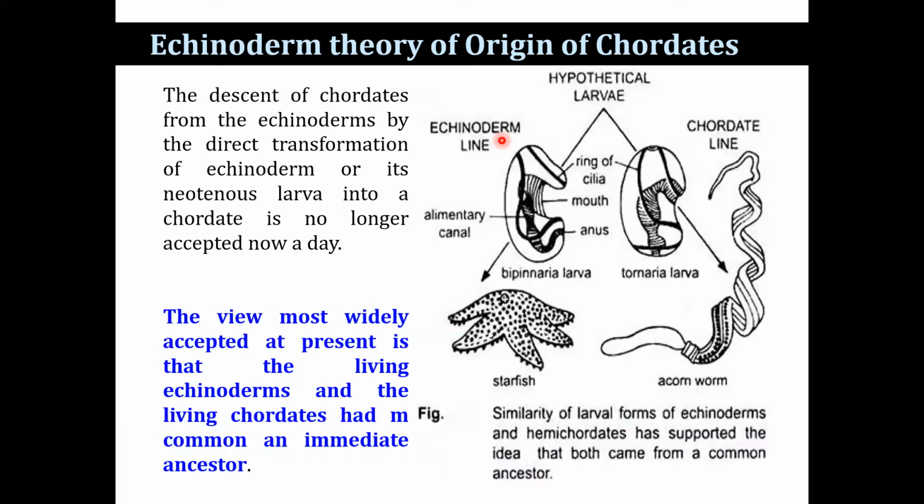Now, the descent of chordates from the echinoderms by the direct transformation of the echinoderm or its neotenous larva into a chordate is no longer accepted nowadays. So, what is the accepted view? That the living echinoderms and the living chordates have a common immediate ancestor.